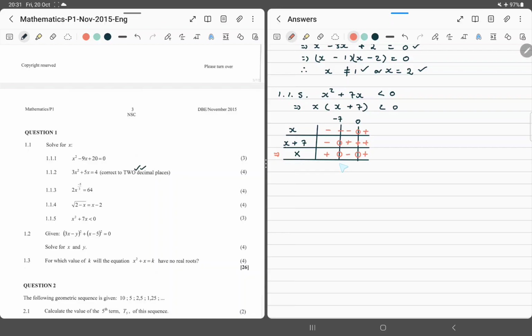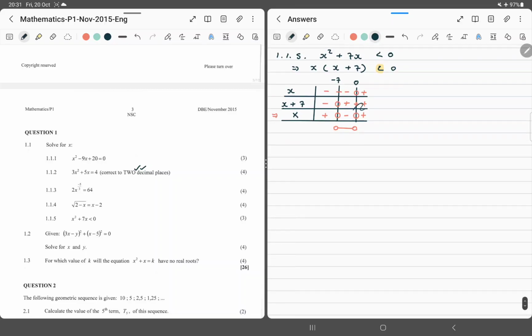Now, for our solutions, we want this to be less than 0. So when is this product less than 0? In between these critical values. So here we just do that. That is where our solutions lie, since these are not included. Therefore, we can say safely x is less than 0, but greater than -7. And that is our solution.